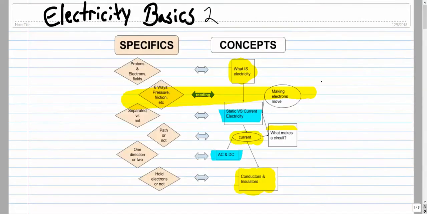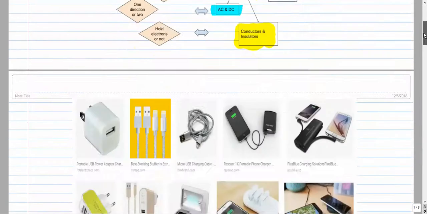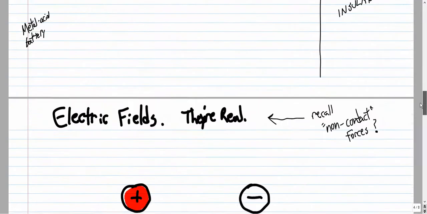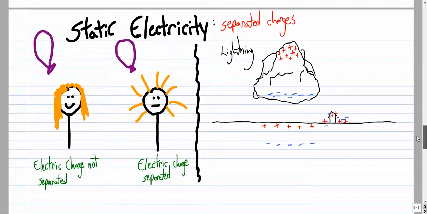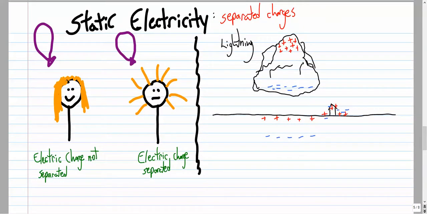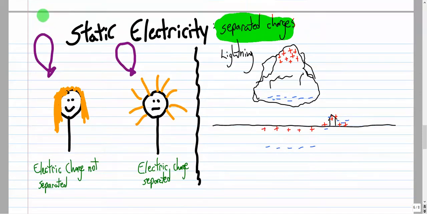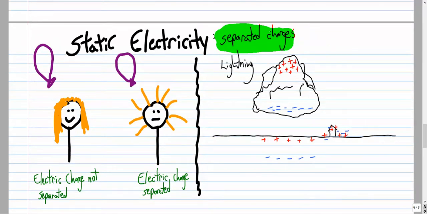So the last thing I want to talk about in this video is static versus current. Well, we talked about current. Now we need to talk about static electricity. So what is that? Static electricity is very easy. Static electricity is simply separated charges. That's it. So if you have a positive next to a negative, they add up to be neutral. They add up to be 0.